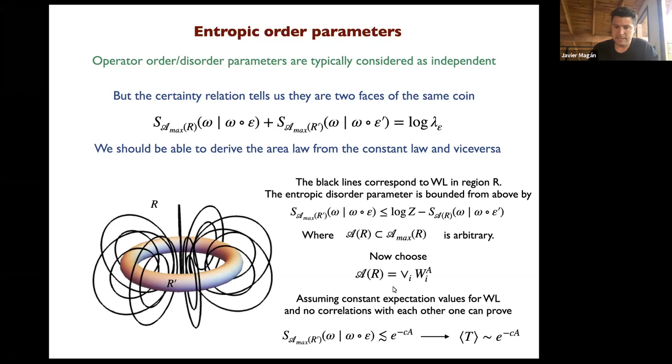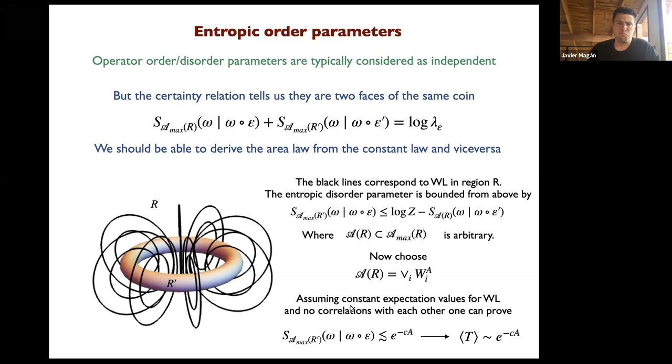And if we assume no correlations, and this is the part of why this is not a proof, but if we assume no correlations between the Wilson loops, then if we are in a Higgs phase and we have constant expectation values for the Wilson loops, then we can prove that the entropic disorder parameter scales exponentially with the area, or in other words, the expectation value of the top loop confines, let's say, in a dual formulation. So with this, I want to end.